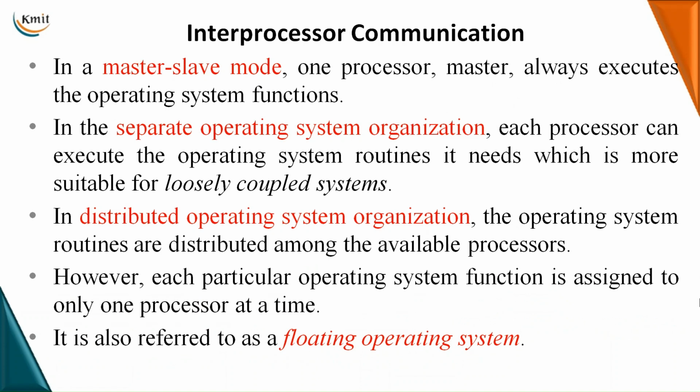The next type of organization is the distributed operating system organization. Here the operating system routines are distributed among multiple processors, but only one processor at a time is assigned to execute an operating system function. All of them cannot execute at the same point of time. Each particular operating system function is assigned to, and can be executed by, only one processor at a time. So we can also call this distributed operating system a floating operating system.